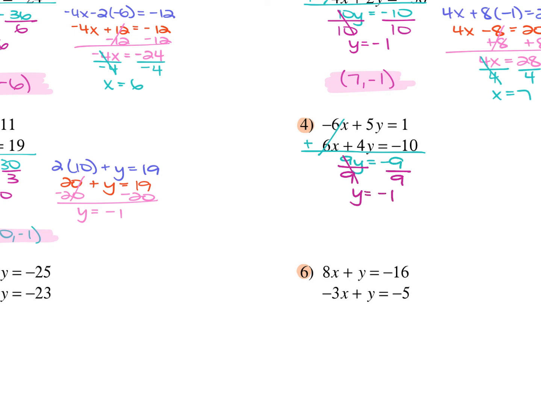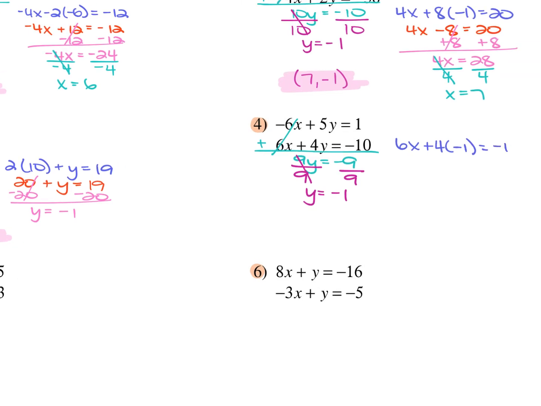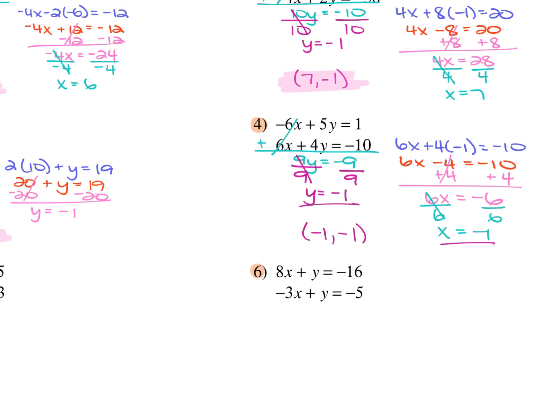Which equation do you want to use, top or bottom? Okay, so 6 times x plus 4 times negative 1 is equal to negative 10. The 4 times negative 1 is negative 4, so to move the negative 4 over, that gives us 6x is equal to negative 6. We'll divide, and x is negative 1. So if x is negative 1 and y is negative 1, our solution is negative 1, negative 1.